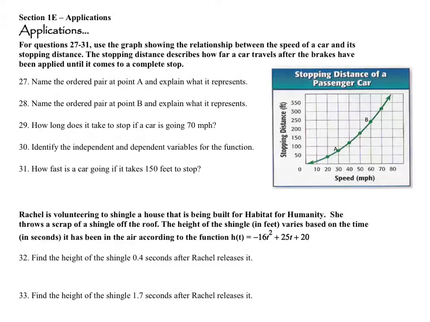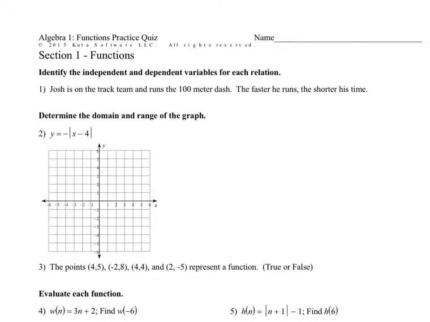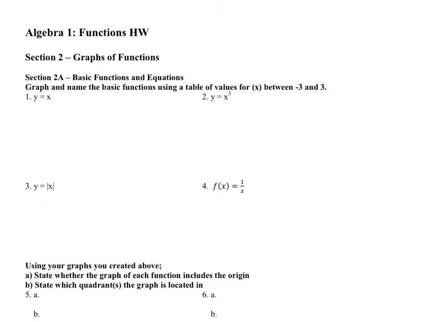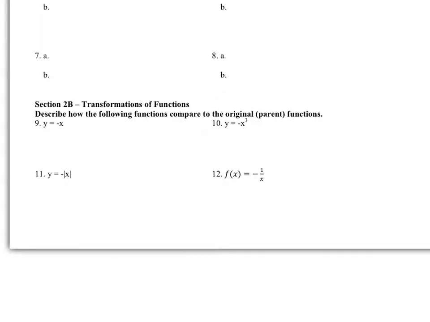Section 2B, transformations of functions. Now we're looking at this question right here, and we're going to describe how it compares to the original or parent function. Now the original parent function is absolute value of x, and we know that that looks like that. So what does this one look like?